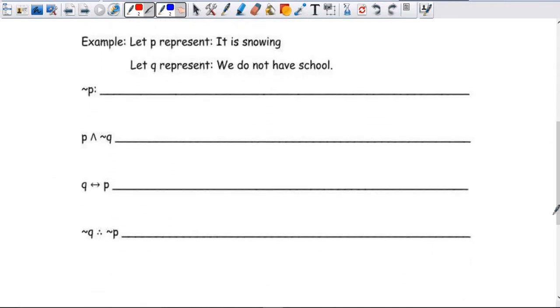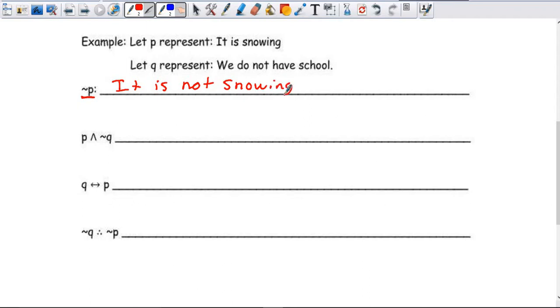Now, symbolic form says we're going to take whatever it tells us for P and Q, and we're going to write whatever they're telling us in the symbolic form. So, the example says let P represent it is snowing, let Q represent we do not have school. And right here it tells us to write not P. So we're going to take whatever P is and we're going to add not to it. So it is not snowing.